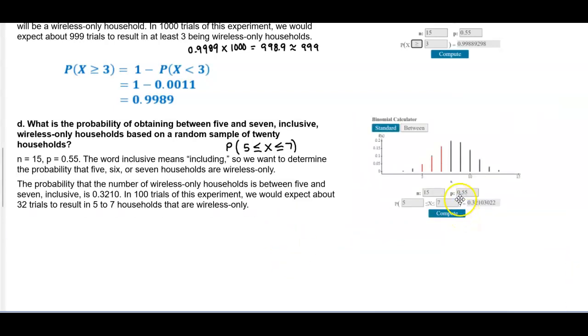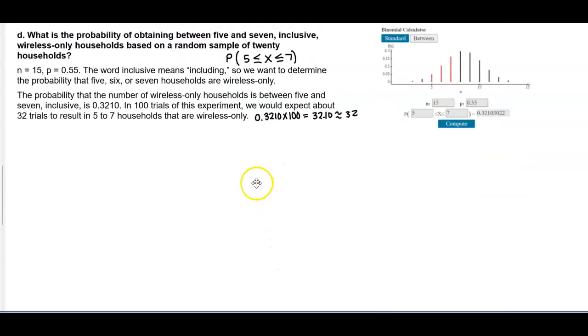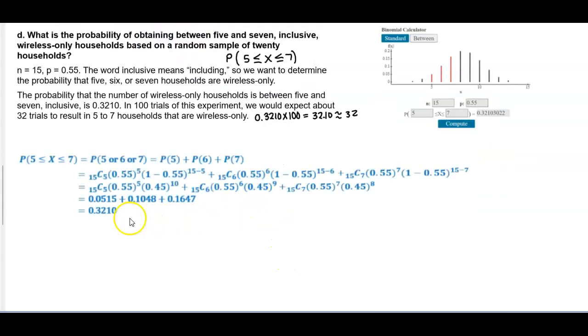And again, this is what it looks like using StatCrunch. And so in 100 trials of this experiment, we would expect about 32 trials. Because again, if we take 0.3210, multiply that by 100, that gives us 32.10, which is approximately 32. Now again, let's take a look at what this would look like by hand. We still get the same result, it's just a longer way of getting it. So again, what we've done is use StatCrunch by finding the binomial probability calculator.